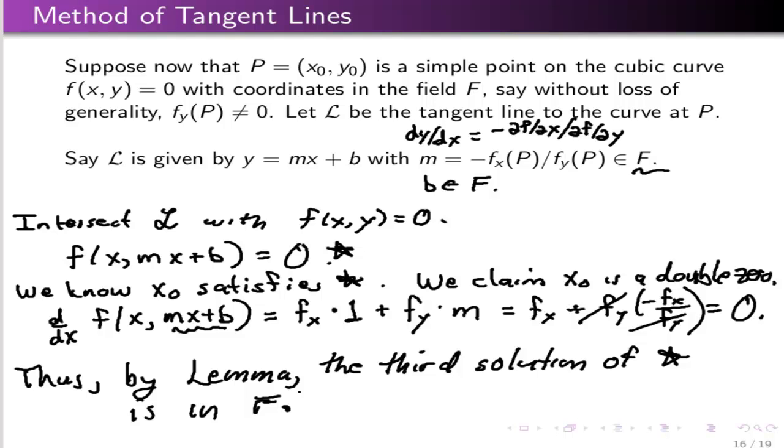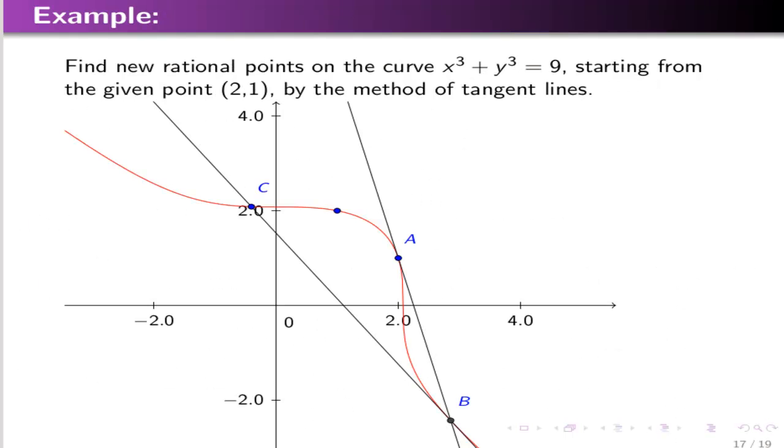All right, let's look at an example with the tangent lines. We'll do the method of chords in the next section when we study the elliptic curves. I thought I would do one example right now. So let's take the curve x cubed plus y cubed equals 9. And there's an obvious point that satisfies this when x is 2 and y is 1. That's a solution. So I want to start at that point. Let's call it A.